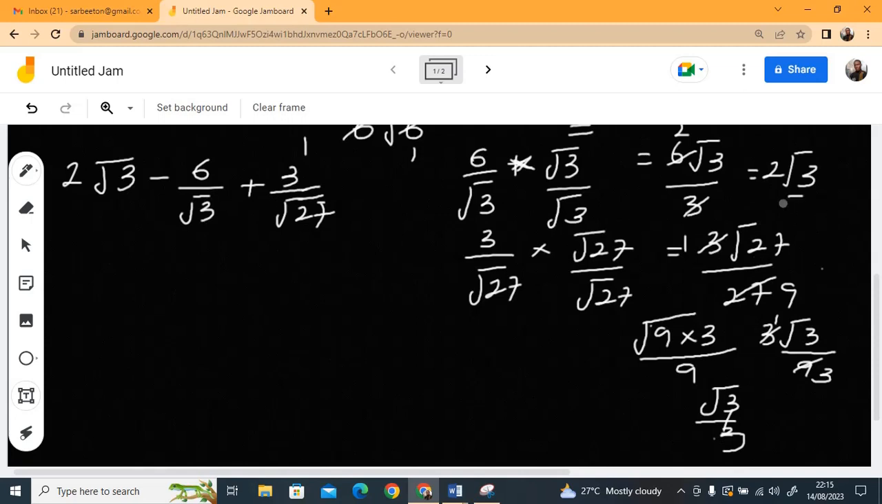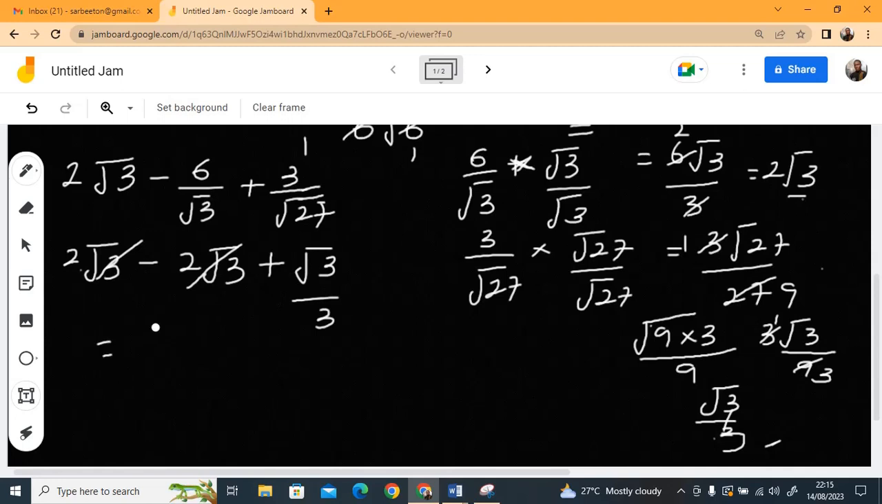Now I can replace all this solving I did. This is the first one. This one here is the second one. So I can replace that. I can now do it like this: 2 root 3 minus 2 root 3 plus root 3 over 3. Now 2 root 3 minus 2 root 3 is what? It is 0. It is cancelled out, because this is plus and this is minus. So my final answer will now be what? Root 3 over 3. So that is that for this one.